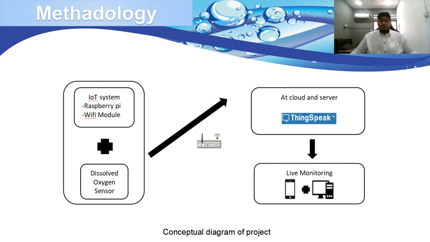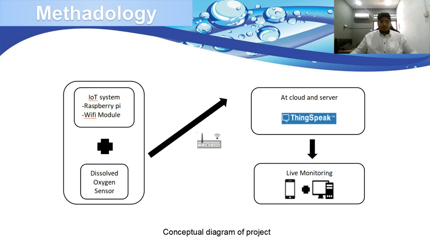And next we head on to the methodology. This is the main conceptual diagram of my whole project, where it shows a simplified version of every single aspect of the whole project. In this case, the IoT system consists of a Raspberry Pi system and a Wi-Fi module, which then combines with the dissolved oxygen sensor. This by itself is the main idea of this whole project.